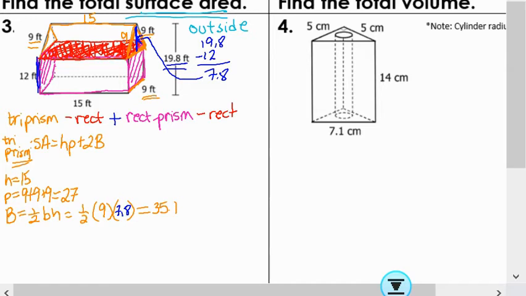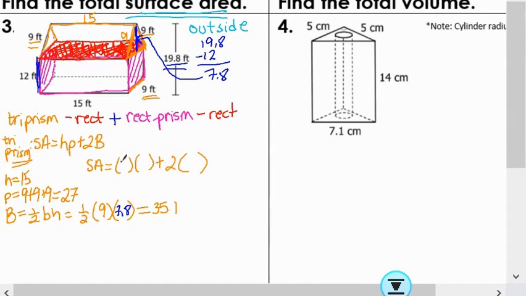Okay, so now we've got everything we need to find the surface area of that triangular prism. So let's do that. The surface area of the triangular prism is going to be height of the prism times perimeter plus 2 times area of the base. And we just found all of those parts, so let's plug them in.